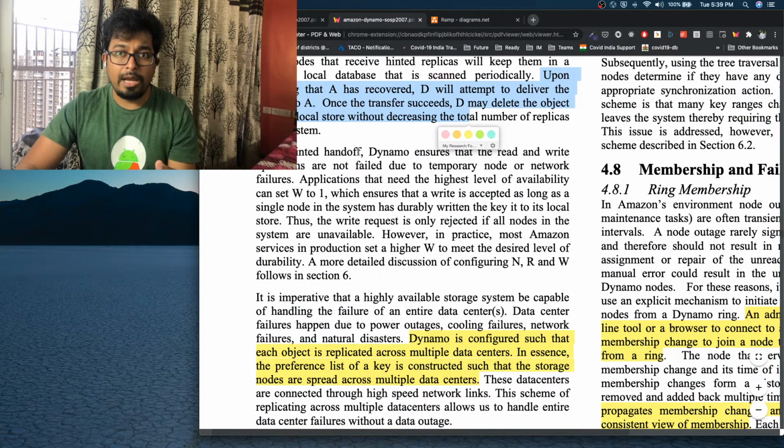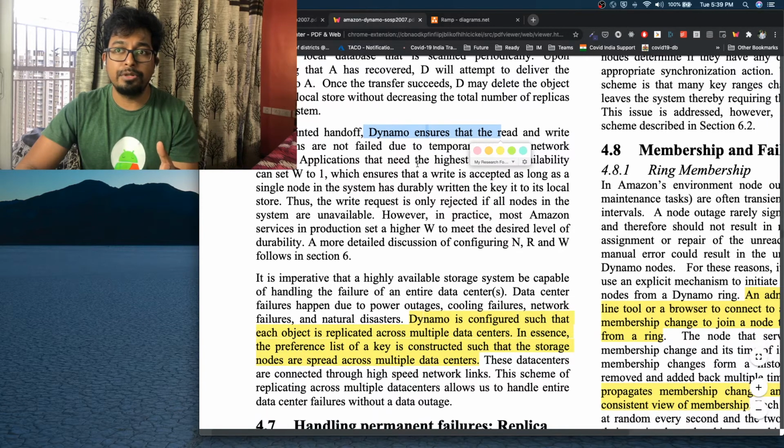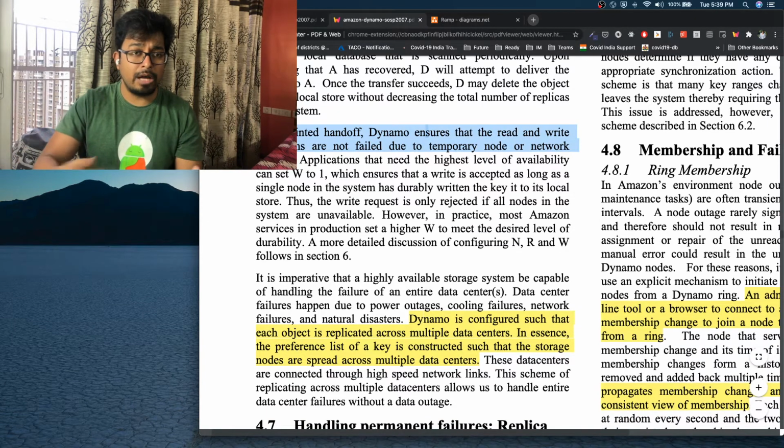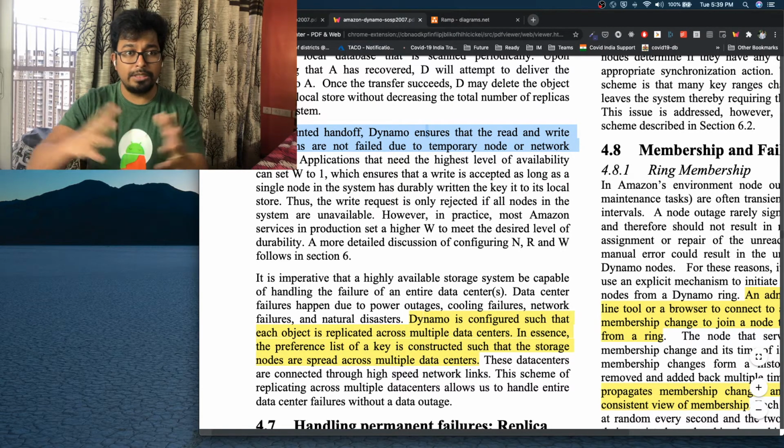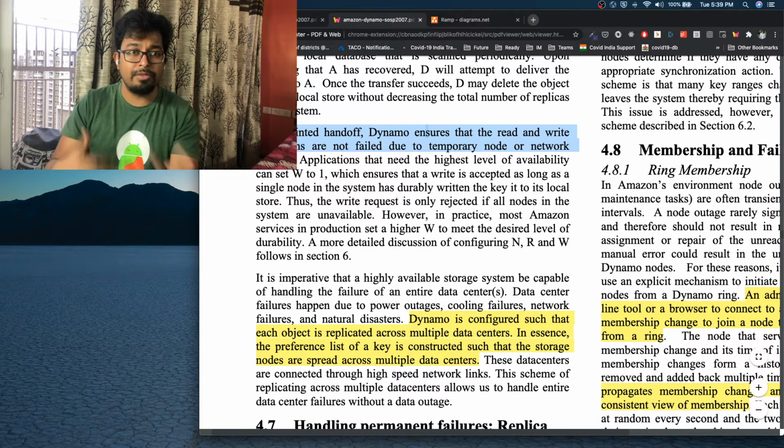So using hinted handoff, Dynamo ensures that read and write operations do not fail due to temporary node or network failures. A can go down, A can restart, it does not matter. As long as you have machines in the cluster, your data will get saved in one machine or another, and it will go to its correct machine whenever that machine comes back up.